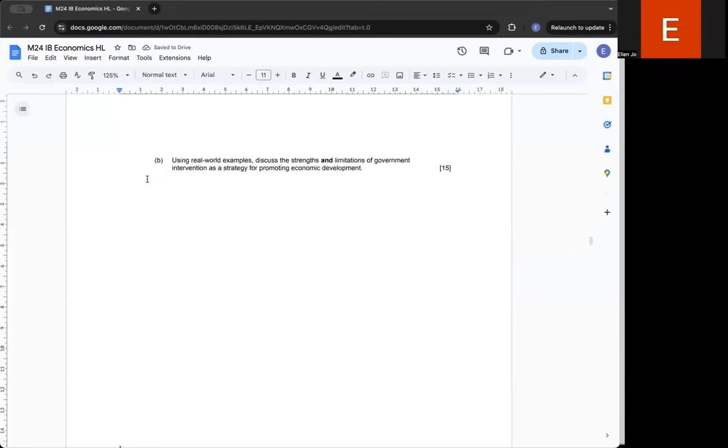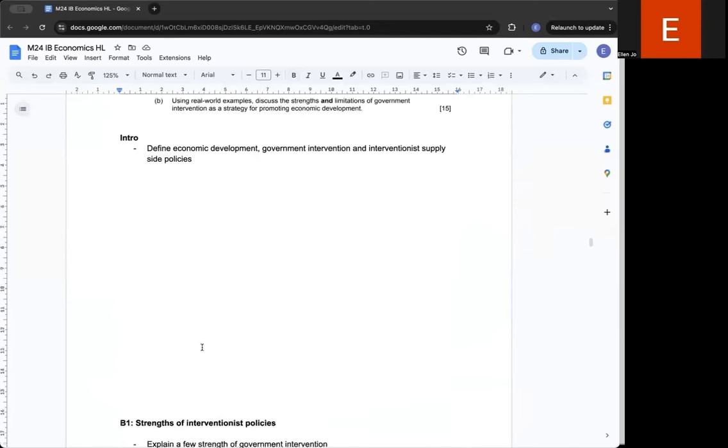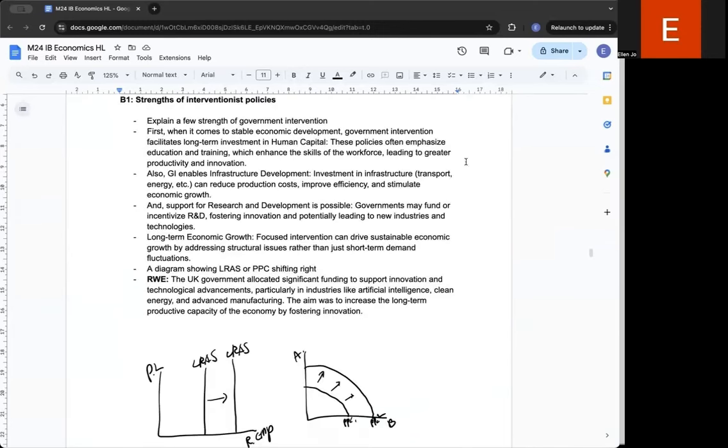B, using real-world examples, discuss the strengths and limitations of government intervention as a strategy for promoting economic development. You can start your introduction with the definitions of economic development, government intervention, and interventionist supply-side policies. First, the body 1 can discuss the strength of interventionist policies.